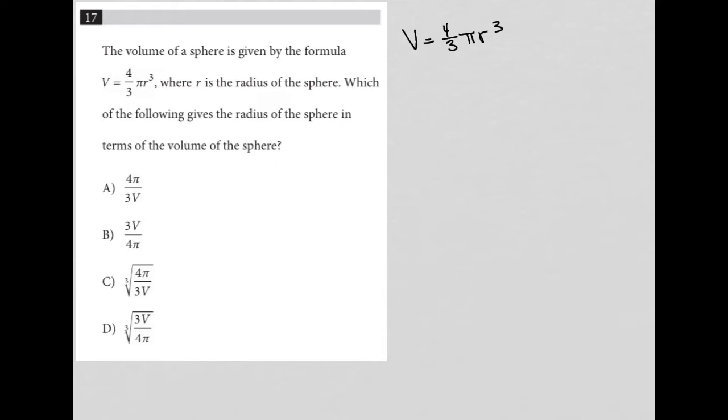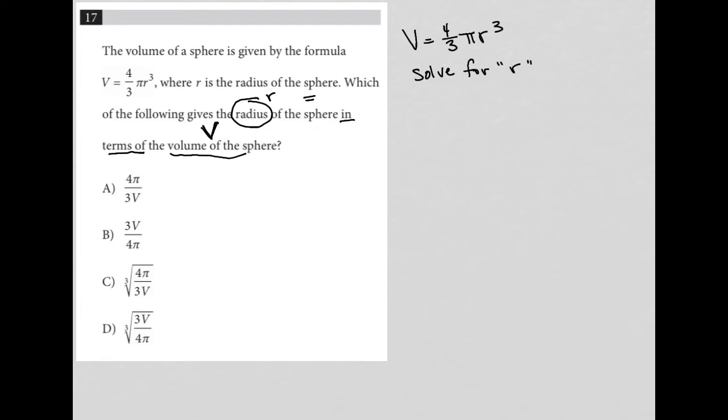So anytime I see this wording "in terms of," pay attention to what came before, right? So radius, and then obviously what's coming after, which is volume. And all that means is whatever came before, you want to isolate, right? So r equals, and whatever comes after is the variable that you want on the right-hand side of the equation, basically. So in essence, this question is asking us to solve for r.